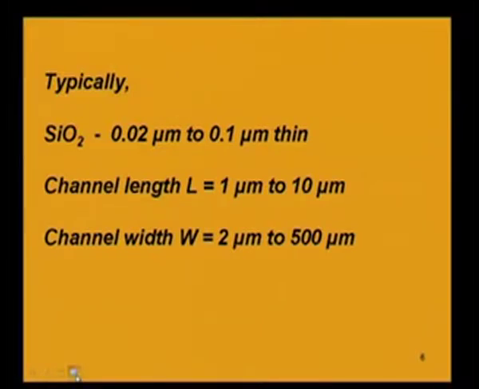Now, typically, the thickness of the silicon dioxide insulating material is around 0.02 micrometer to 0.1 micrometer. That means the silicon dioxide, which is the insulating material, is a thin layer of around 0.02 to 0.1 micrometer thickness, and the typical length of the channel L is from 1 micrometer to 10 micrometer, and the channel width, which is W, is between 2 micrometer and 500 micrometer. So, these are some typical values or parameters for this MOSFET.